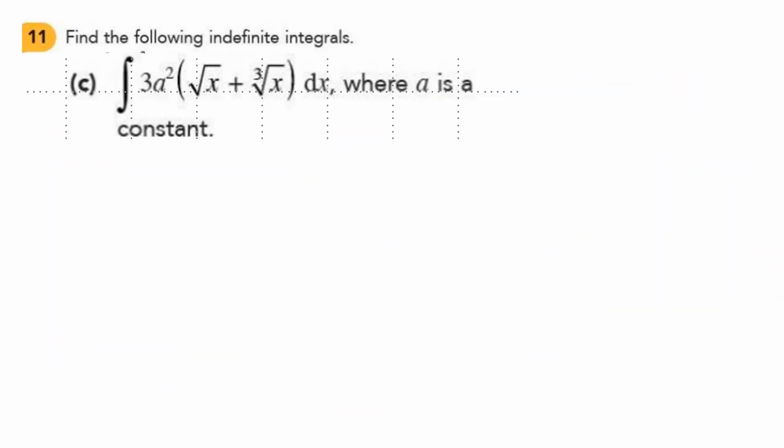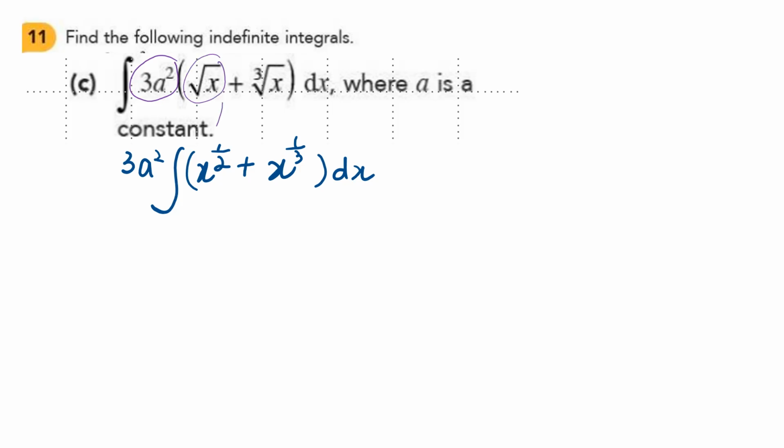Alright, so question 11 is relatively easy. You're told that a is a constant. So if a is a constant, basically 3a squared is a constant, so you can just pull it out from the integral sign. Right, and then you convert your square root x, this radical form, into index form. This is x to the power 1/3. And you just apply this basic rule to find your integrations, integral for x to the power n. Okay, so it'll be half plus 1.